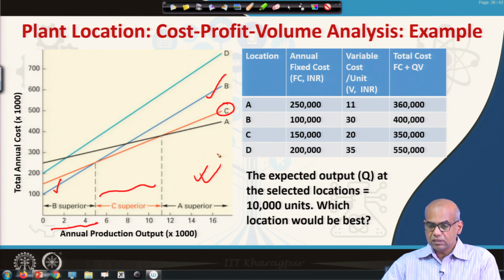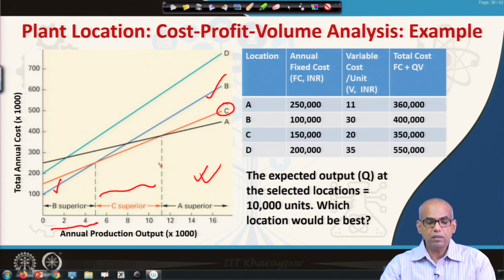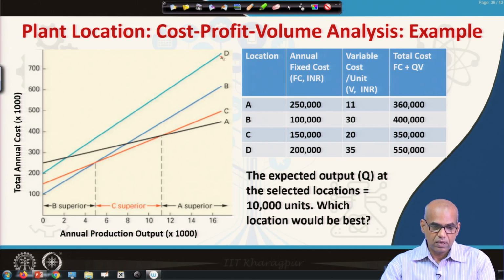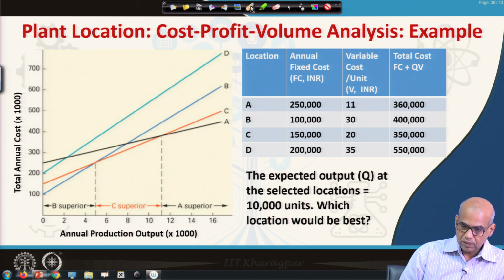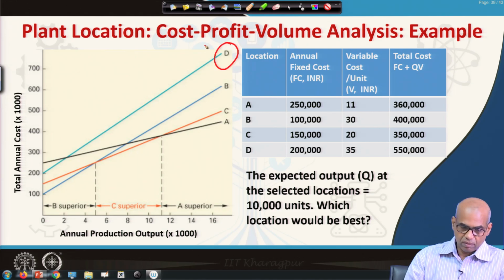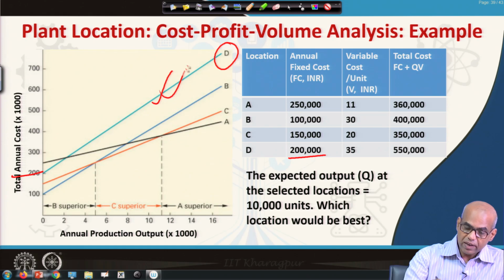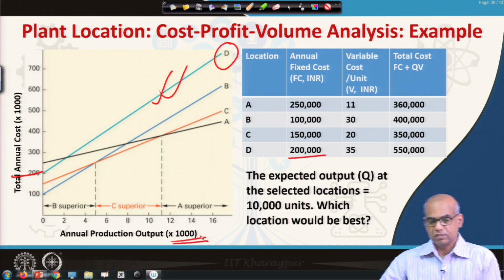So, it depends on the number of units that you are going to produce. This information you can easily obtain from cost profit volume analysis. Here you can see why those assumptions were made. If you look at any of these lines, let us say for D, 200,000 is the fixed cost. So, it starts at 200,000 and then varies linearly with the units. So, that was the assumption.